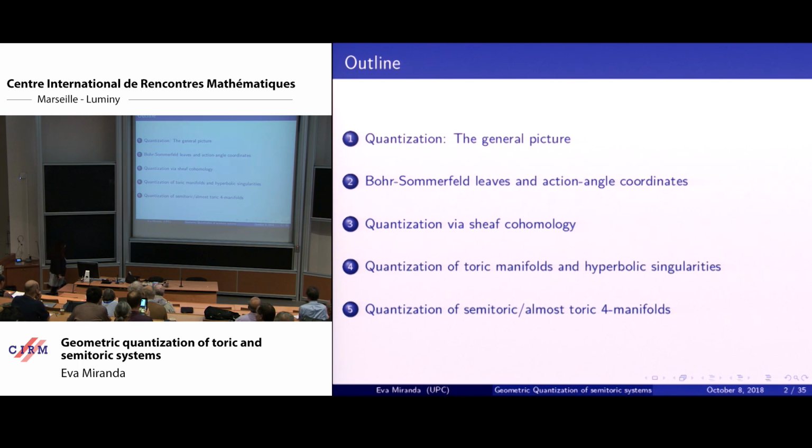The nice thing about this point of view is that it connects very well to the theory of singularities of integrable systems, so it also has some interest from the integrable systems point of view.